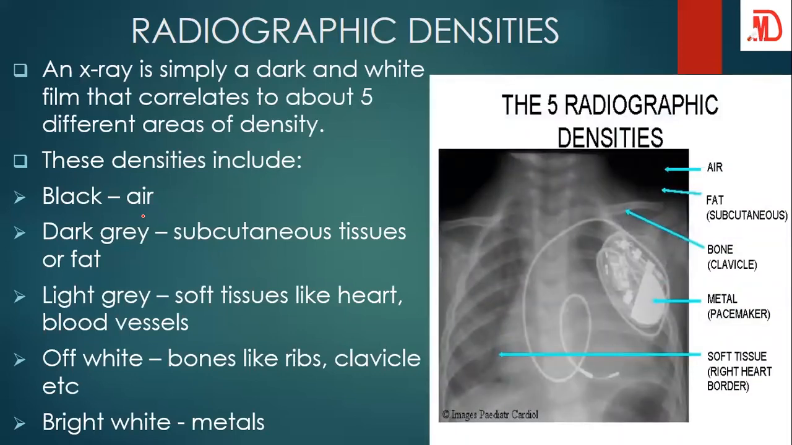The radiographic densities: where we have air, we have fat, we have the bones. Look at it, you see, bone is white. Now look at this. This is the pacemaker. You see that there's a difference between the whites. This is bright white and this is off-white. So you can see all the bony structures are white in nature. And then the things that allow x-rays to pass through are dark gray. So having an understanding of this is important in reading your x-ray.